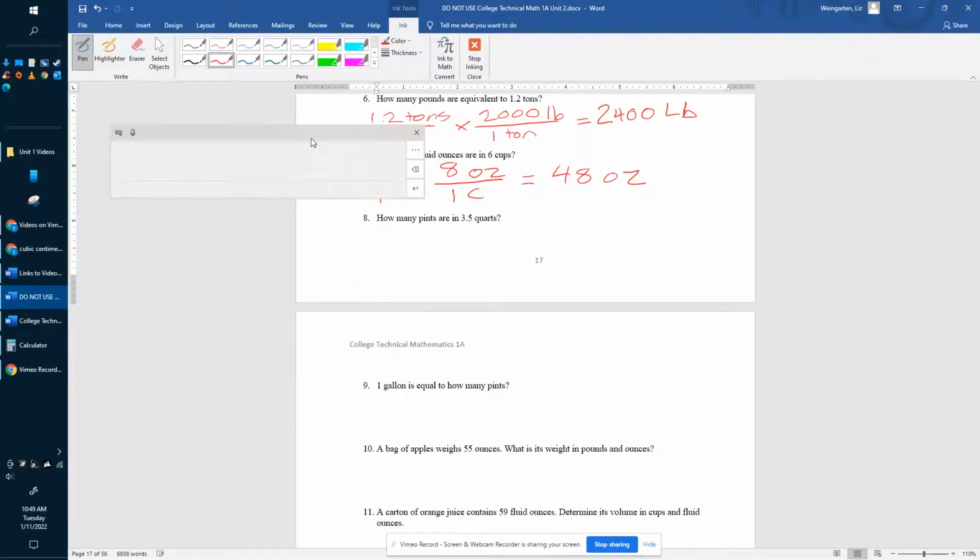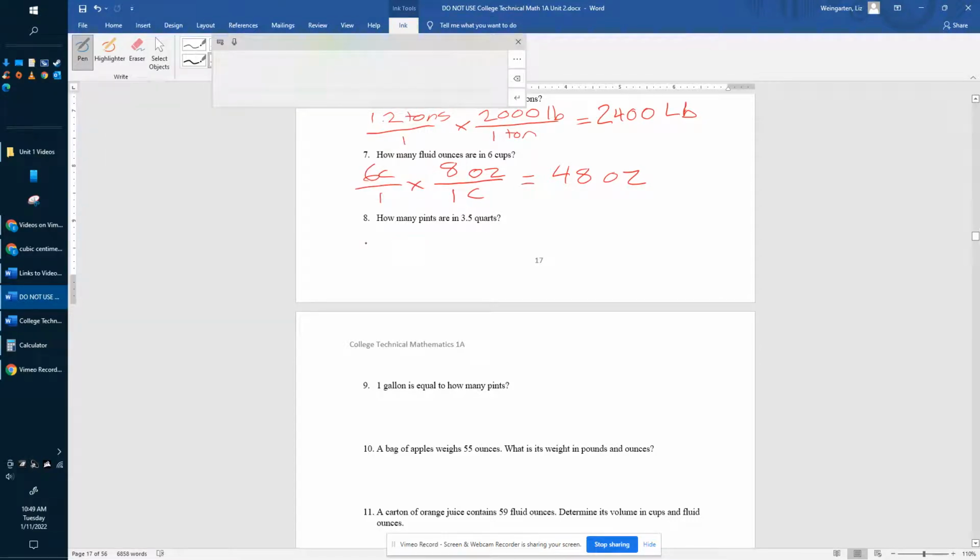How many pints are in 3.5 quarts? Okay, we know that there are 2 cups in 1 pint, 2 pints in 1 quart. So we have 3.5 quarts over 1 times 2 pints in 1 quart. That'll give us 7 pints.